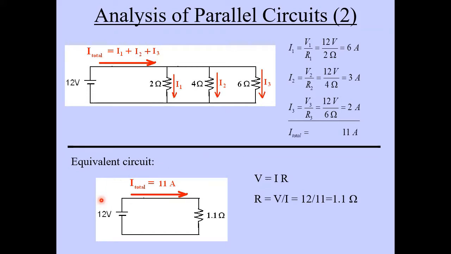Now, the equivalent circuit here, if we want to try to lump all of these resistances together into a single resistance, we don't know what that value would be. This is not a series circuit, so we can't add them together, all right? But what we can do is use what we know. We've got 12 volts. We know we have 11 amps flowing here, right? We just figured that out up here. And we can figure out what this R is. From Ohm's law, V equals IR, we have R equals V over I. So we have 12 volts divided by 11 amps. 12 divided by 11, you'll have to do that on your calculator, is 1.1 ohms.